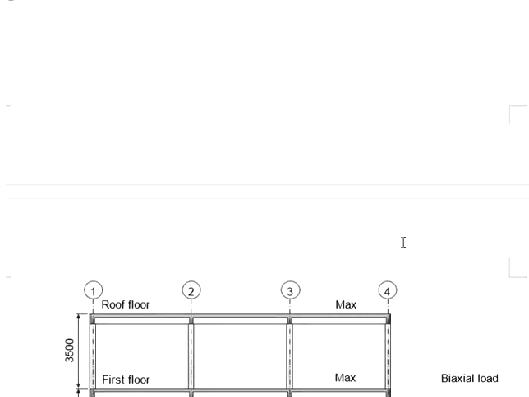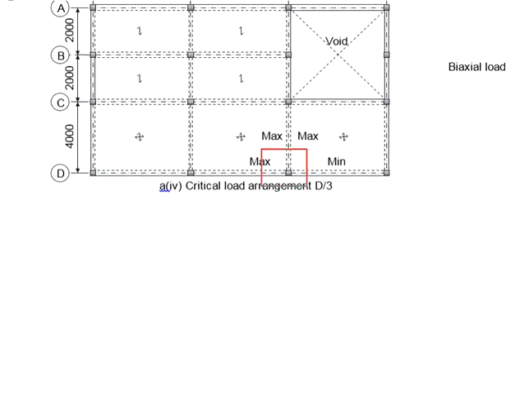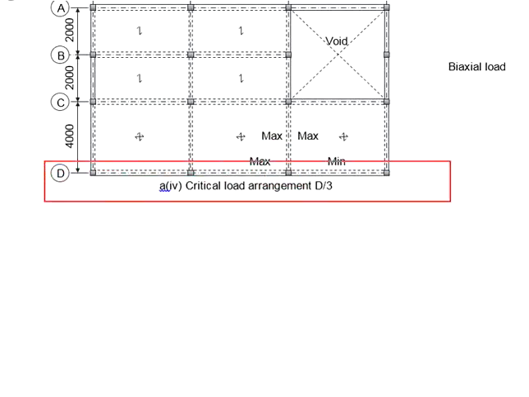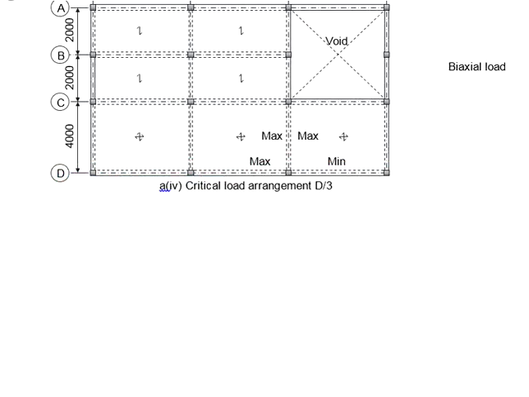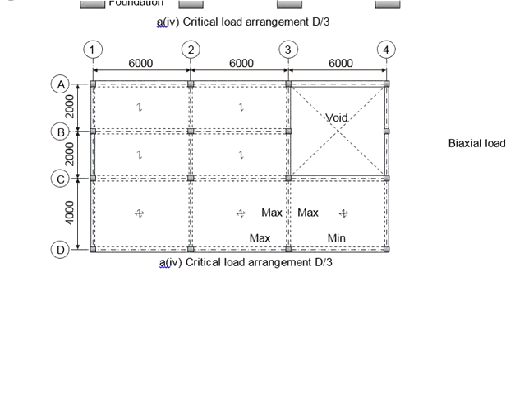Next, we look at column D3. This is the column that we are referring to. Taking out this frame here, this shall be what it looks like. Again, you want to get the largest moment possible. That means one side of the column will be the maximum, while the other side will be the minimum load.